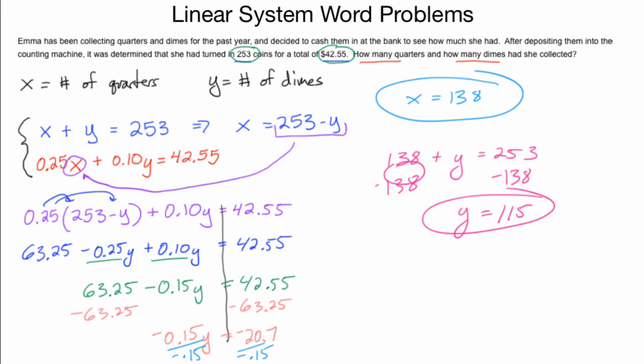So let's answer the question. How many quarters and dimes had she collected? She collected 138 quarters and 115 dimes. All right, there we go. Problem solved.